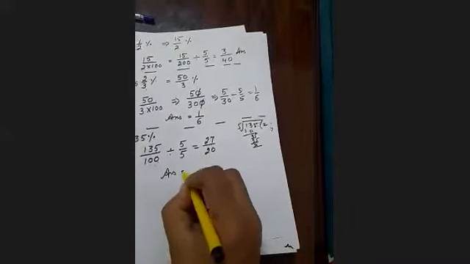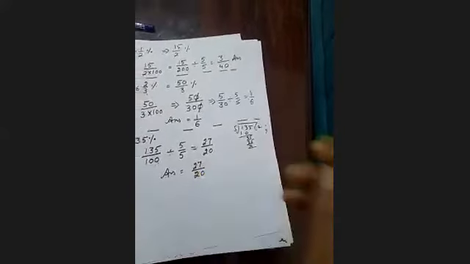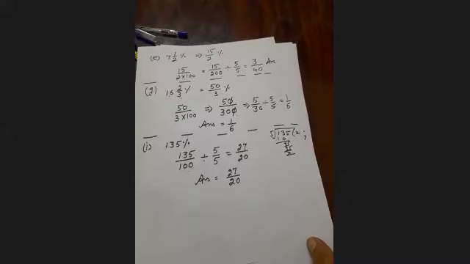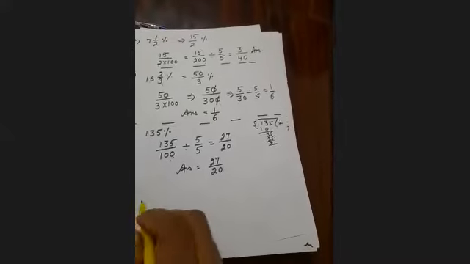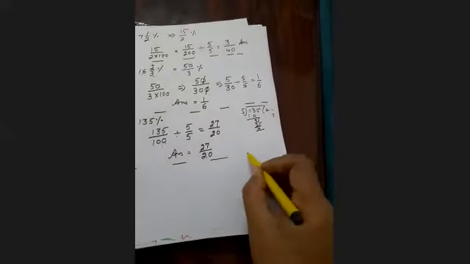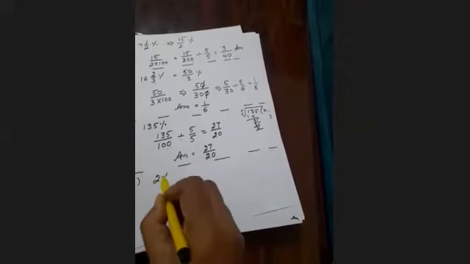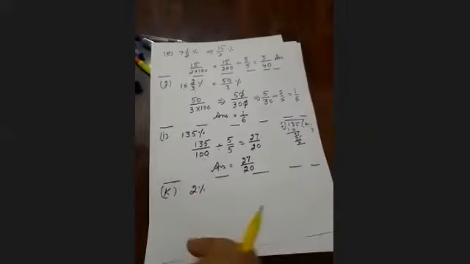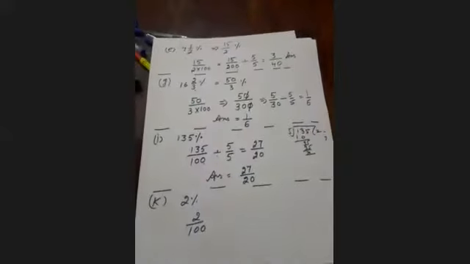Answer is 27 upon 20. Clear, students? Now, last part, we discuss part K. Part K, 2%. First we'll convert this number as a fraction. We'll get 2 upon 100.